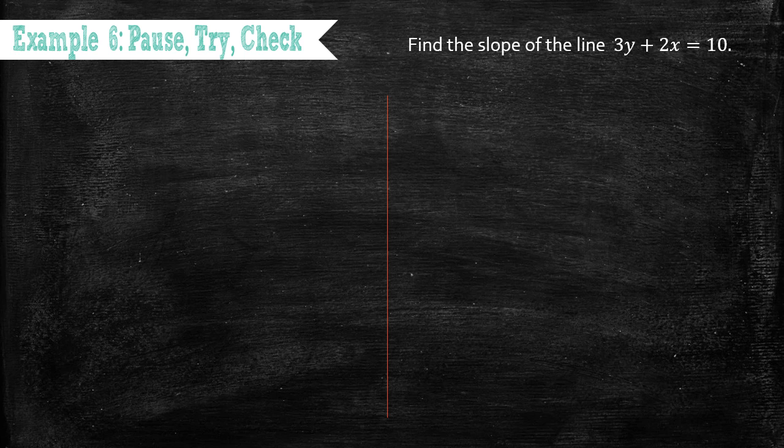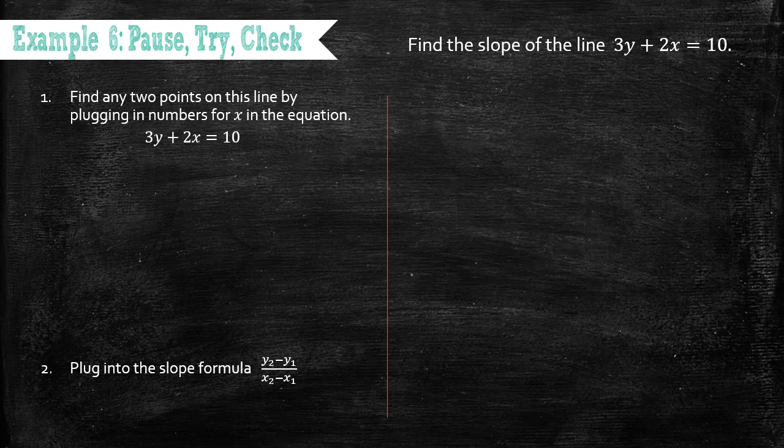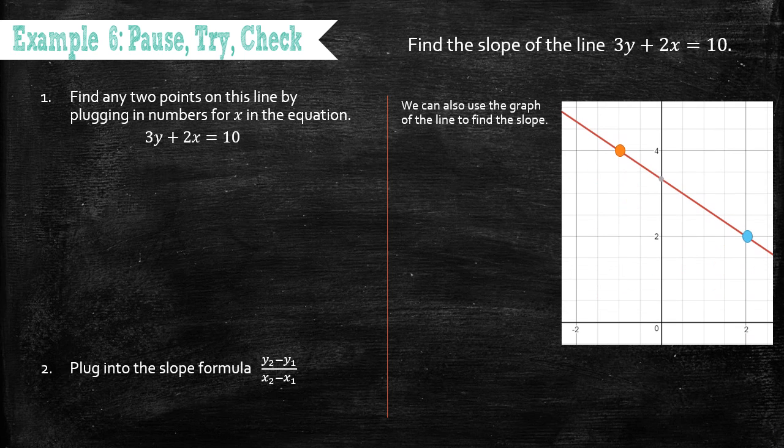Okay, so we're going to do the same thing with this equation. So find the slope of the line 3y plus 2x equals 10. So we want to find any 2 points on the line by plugging in numbers for x into the equation. And then we're going to use the slope formula again. I'm going to see what points they picked so that our graph matches here.